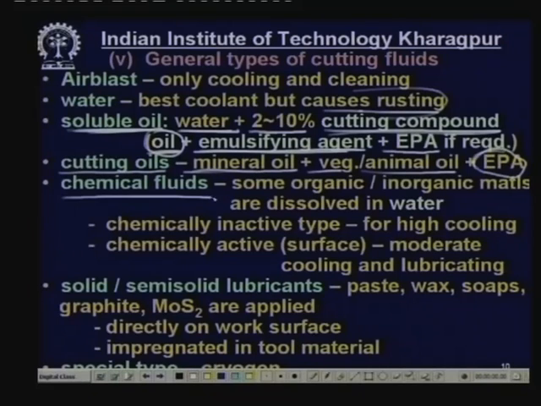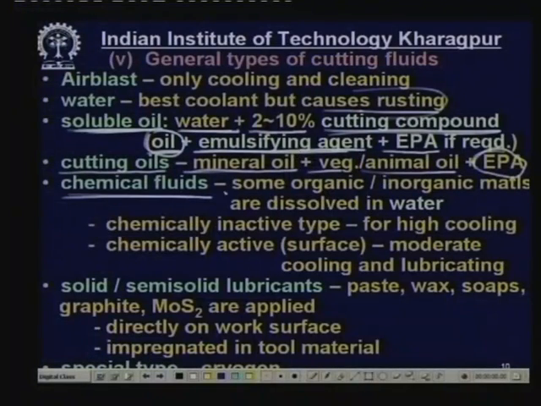Now, the chemical fluids often used. What is this? This is basically water based. Chemical fluids are mainly water, and this is very suitable for some kind of material like aluminium and pure copper, which are soft, but aluminium and copper and their alloys are very sticky. Because of this stickiness, it is very difficult to machine. It causes a lot of friction, built up edge formation and entangling. So, some fluids have to be used. These are called chemical fluids, where some organic or inorganic materials are dissolved in water. Why?